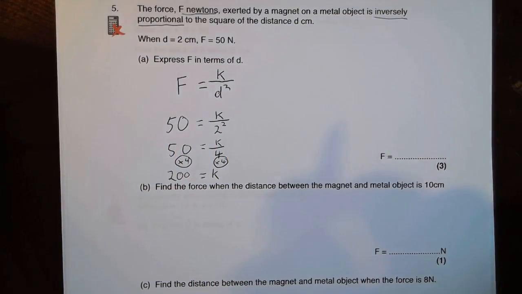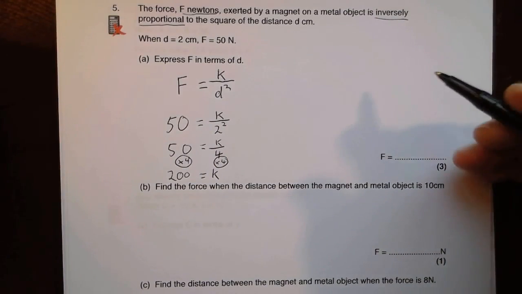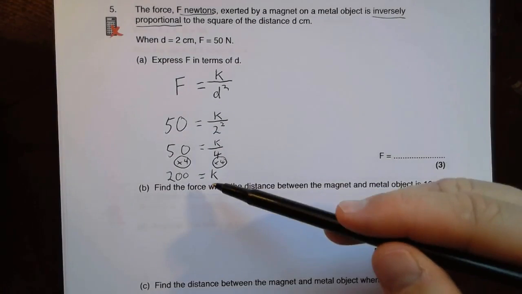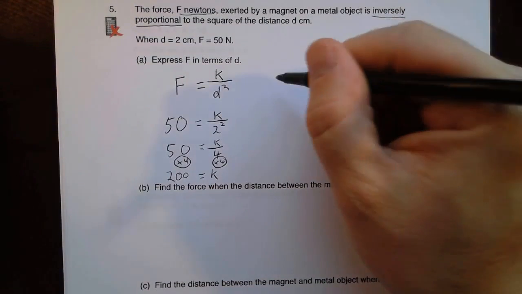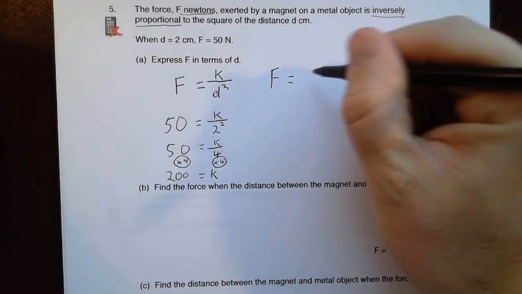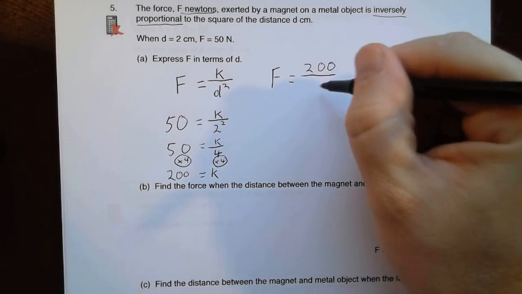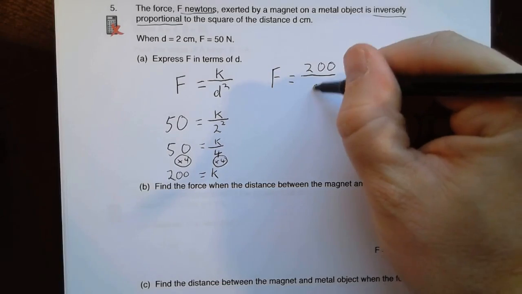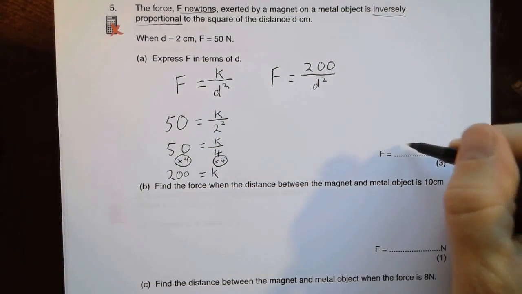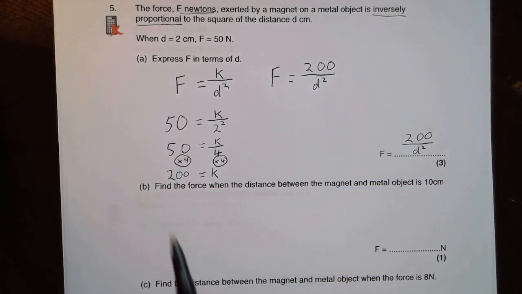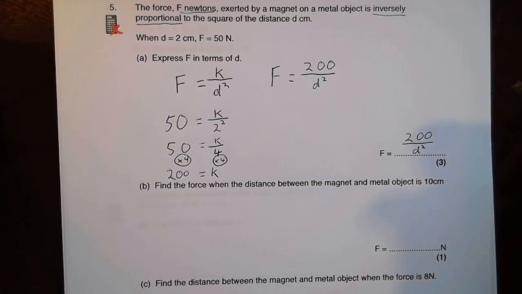That's not finished. I've not finished my work here. I need to now rewrite this out, but I now know k. So F equals 200 over d squared. And that's it. 200 over d squared. So I find k and then I resubstitute it in.